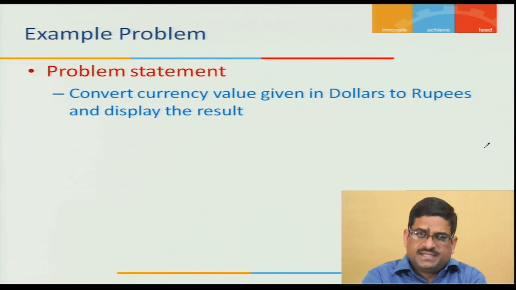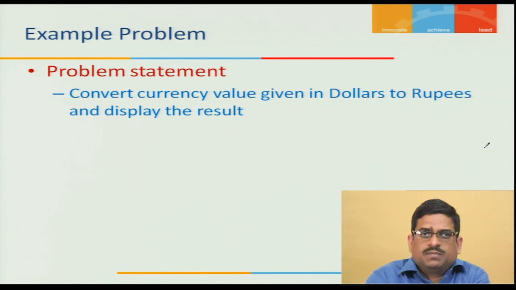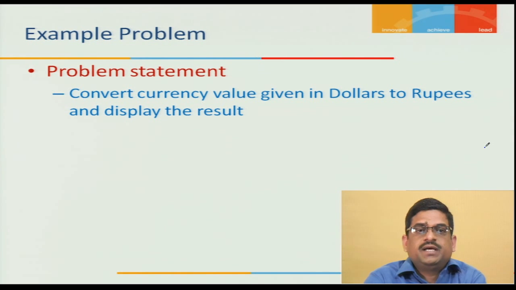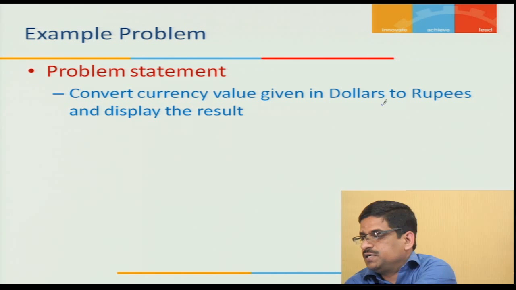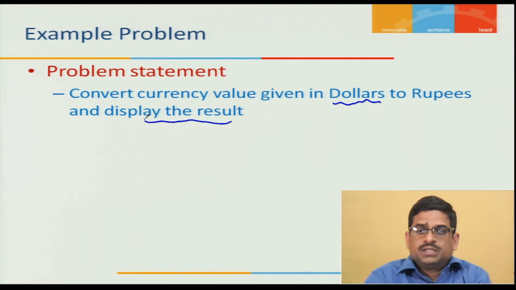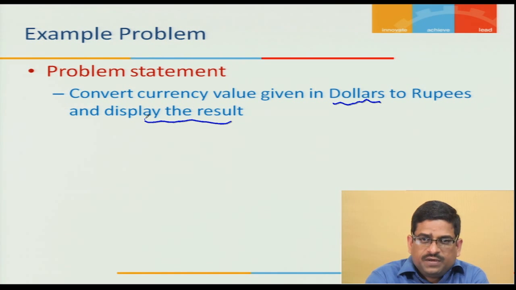So, now let us take one example of how to solve the problem. In this example we will use all the steps which I explained in the previous slide. First of all, the problem statement has to be given to the programmer. The problem statement is to convert a currency value given in dollars into rupees and display the result. The problem statement is clear, there is no ambiguity.